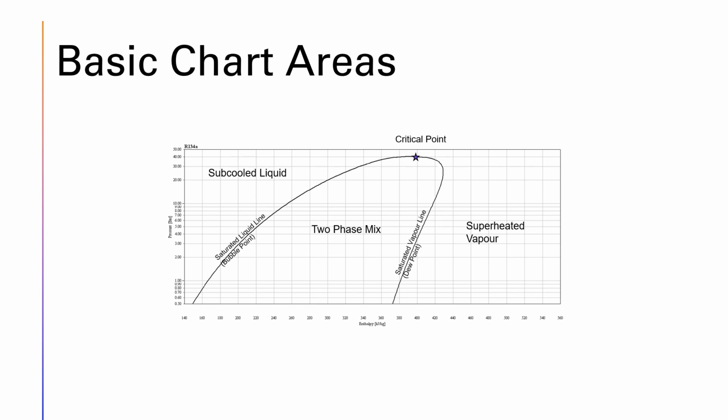Now, anywhere between the superheated vapor walking towards the saturated liquid line, the vapor is changing to liquid, as it would in a condenser. And on the other hand, we've got the liquid turning to vapor going from the saturated liquid line to the saturated vapor line.